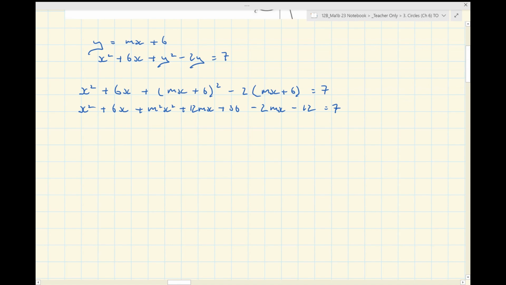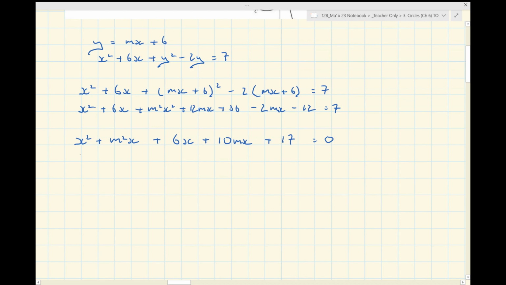Good. Okay, let's tidy up what I've got here. Put all the x squareds together. So I've got an x squared plus m squared x squared. I've got some x's. I've got 6 x's and another 10m x's. And I've got 36 minus 12, and then take away 7 from both sides. Leaves me with plus 17. There we go. There's my equation. It's a quadratic equation, and I know that I only wanted to have one solution, so I'm going to set that discriminant to equal 0.